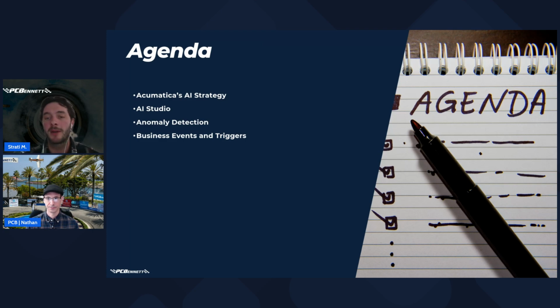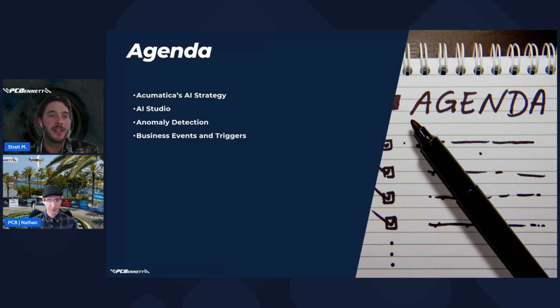We will then talk about the potential of Acumatica's AI Studio, followed by anomaly detection, which has been available for roughly a calendar year, but is a really great tool to showcase some of the quote unquote smaller ways AI is being included in Acumatica. I don't think there are really any small ways, but I just think that's the easiest way to communicate it. And then we're going to close out by talking about business events and triggers.